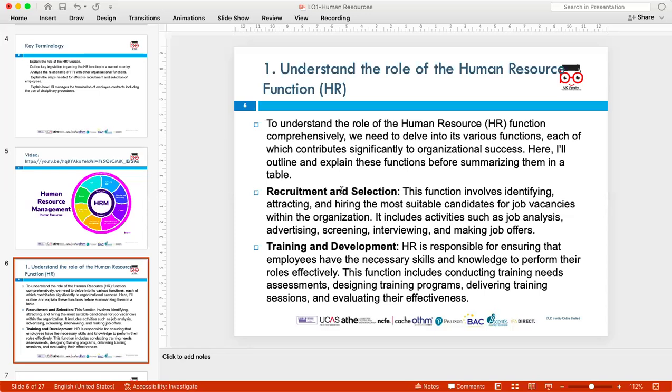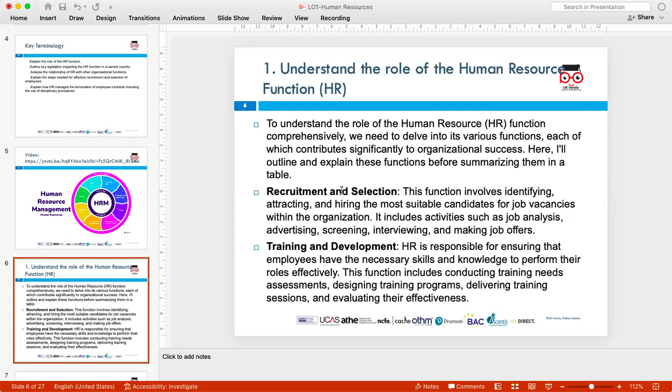Training and development. HR is responsible for ensuring that employees have the necessary training, skills, and knowledge to perform their roles effectively. This function includes conducting training needs assessment, designing training programs, delivering training sessions, and evaluating their effectiveness. The HR also develops systems for evaluating and improving employees' performance. This understanding is key to fostering a productive and motivated workforce.